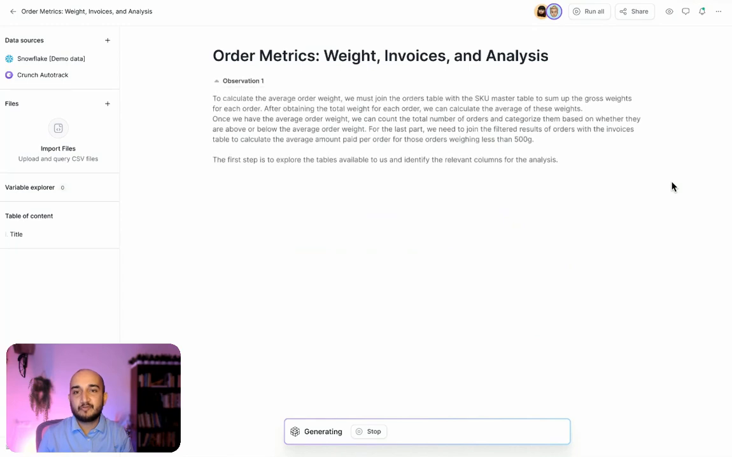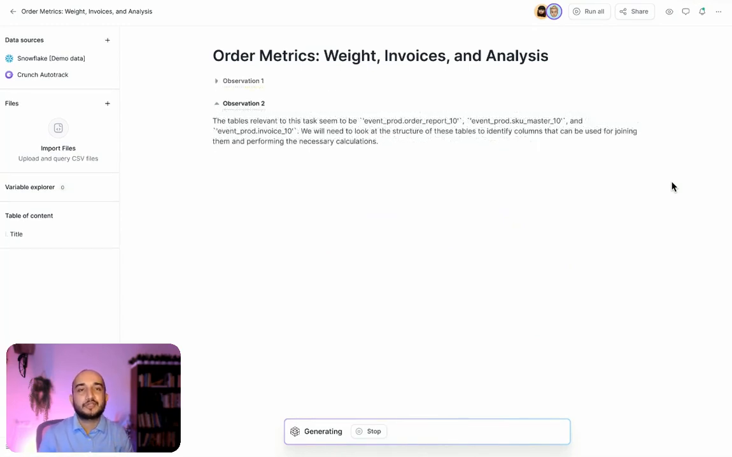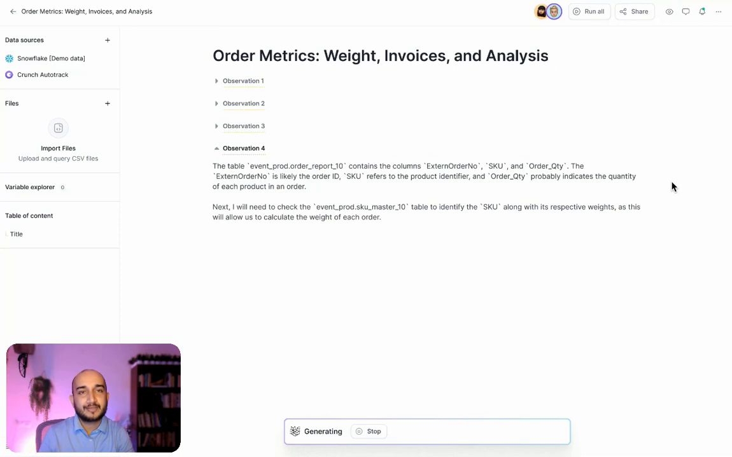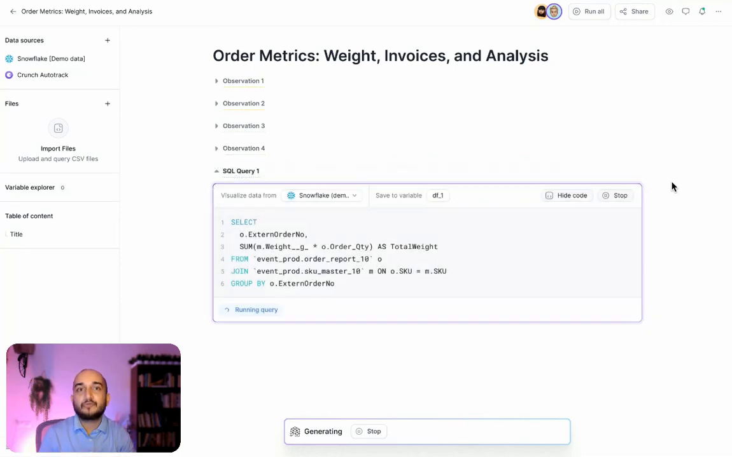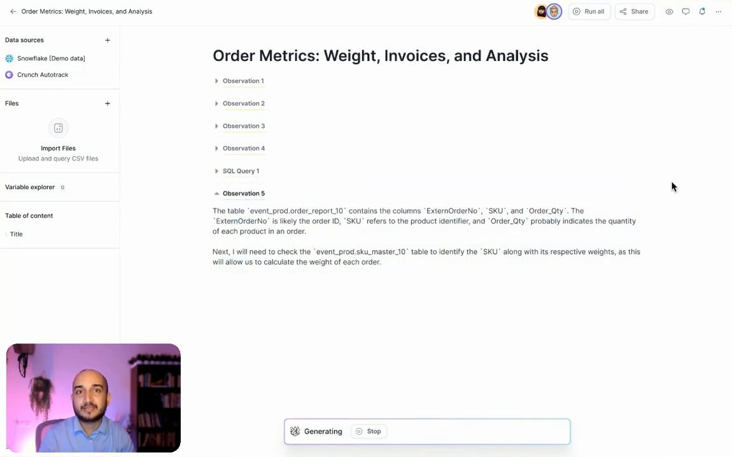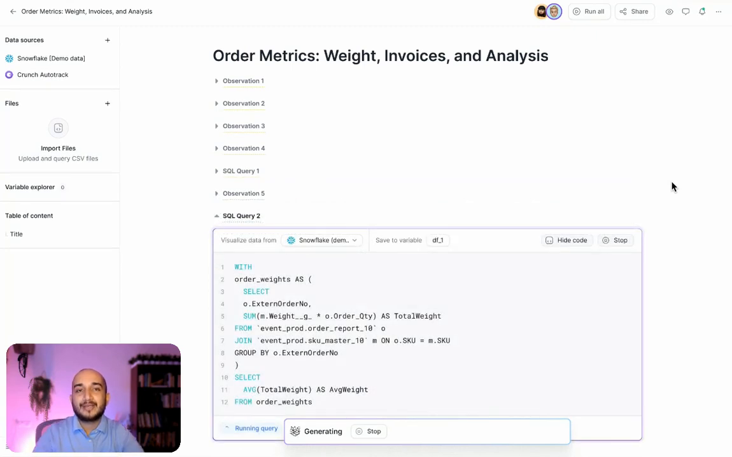Now, as we are familiar with how the product works, it's going to go and then make a lot of observations and then write queries for it. It takes its own sweet time. As the tables start populating in, you will also start seeing SQL queries. And again, for those of you who are looking at it for the first time, all of these queries that you are seeing getting populated on the screen, they are 100% editable. In fact, we have examples that show how those queries get edited.